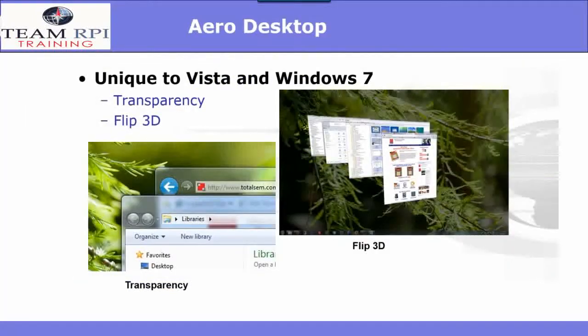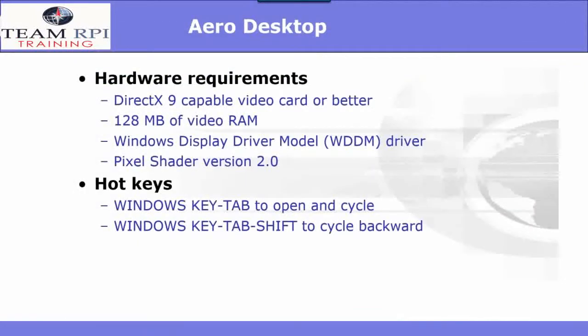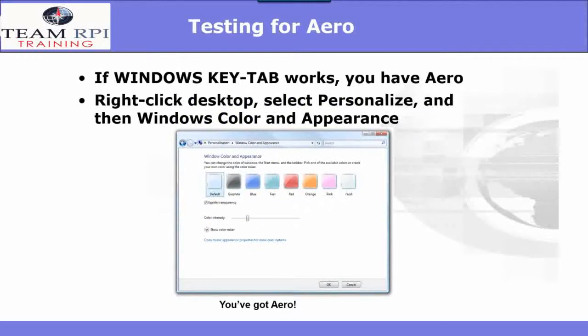Part of the facelift of Windows from XP, which was unique to Windows Vista and 7, is transparency and Flip 3D. However, this upgraded facelift also came with upgraded requirements. To access these features, you were required to have a DirectX 9 capable video card or better, a minimum of 128 megs of video RAM, and the Pixel Shader version 2.0. To know whether or not your machine was capable of Aero, you had two options. If the Windows key tab worked, you had Aero. Simply right-click the desktop, select Properties, and then Windows Color and Appearance.